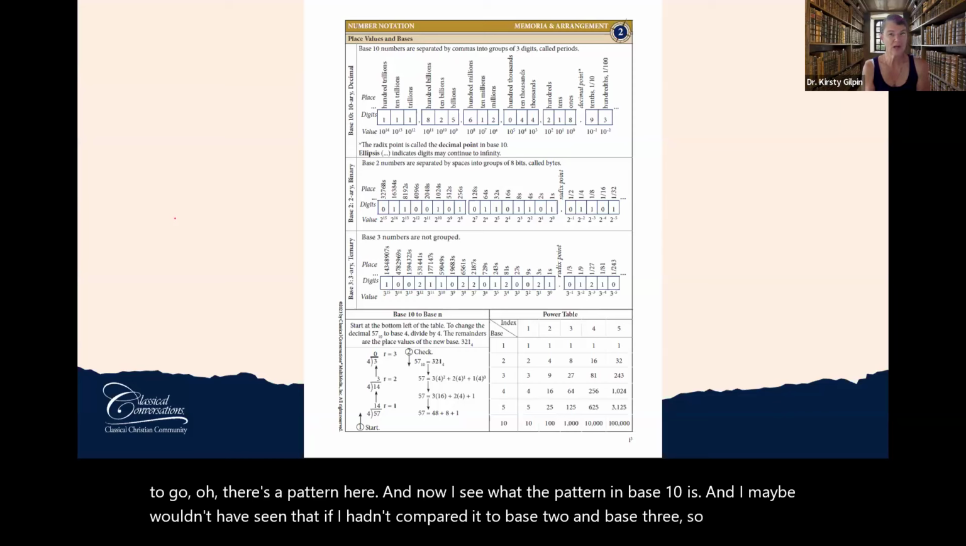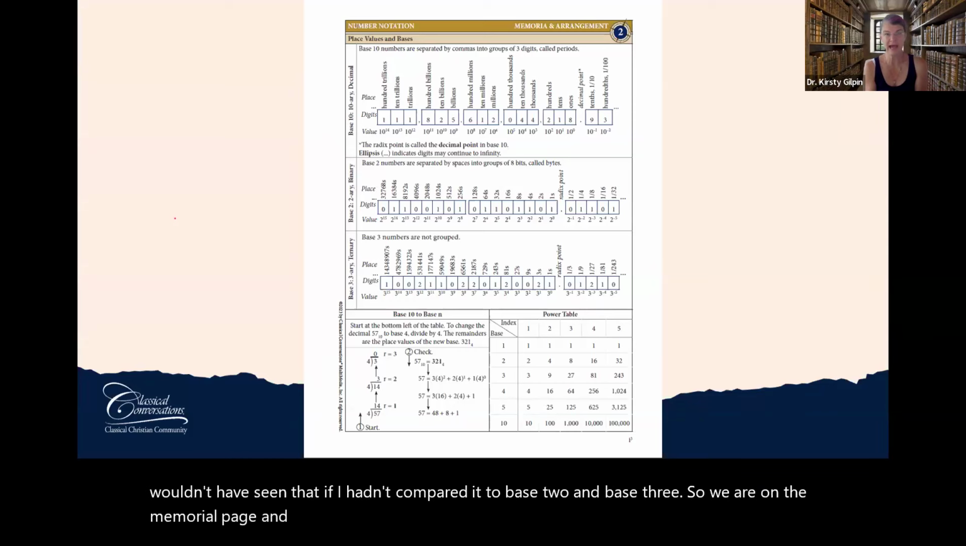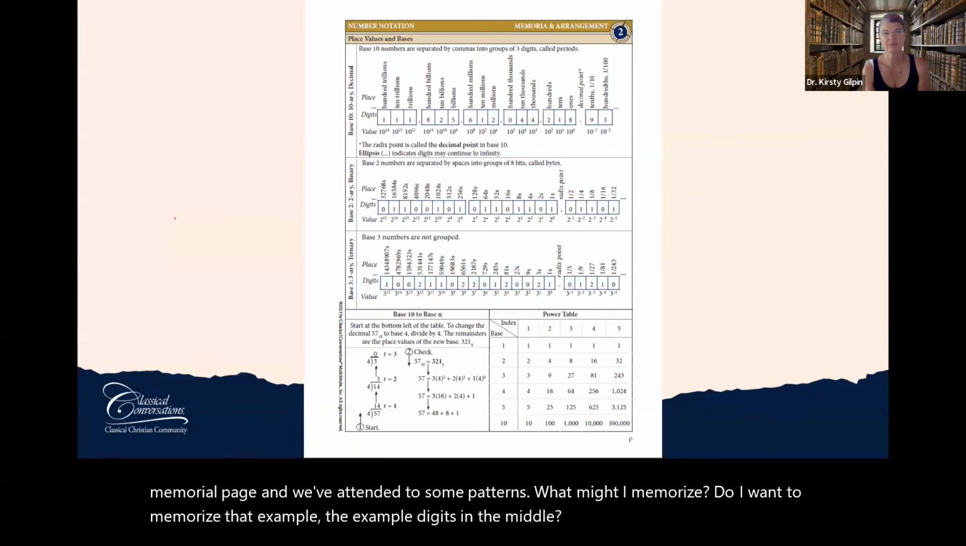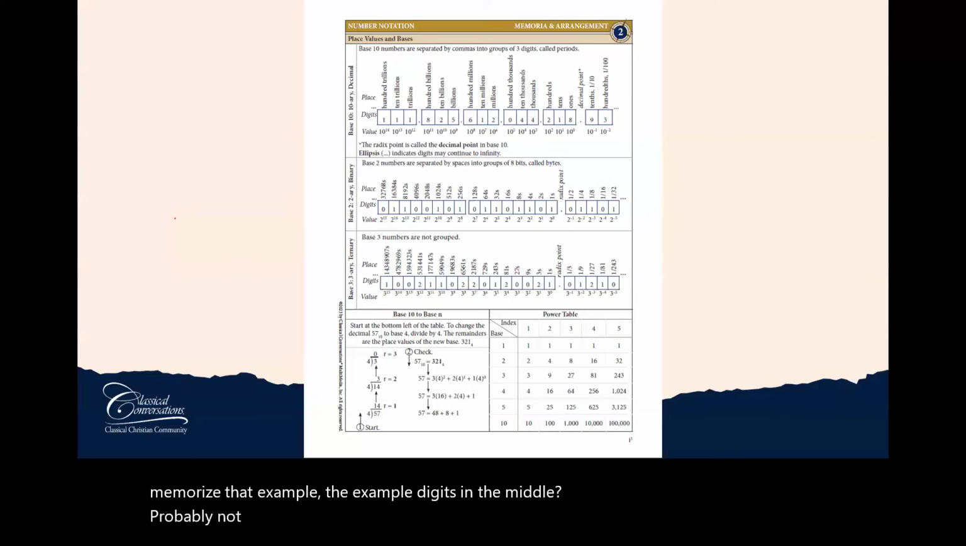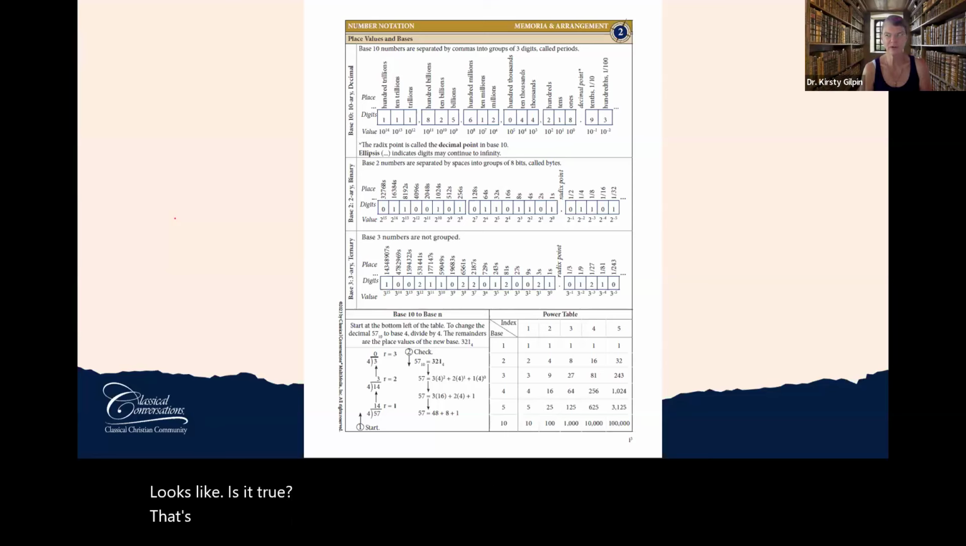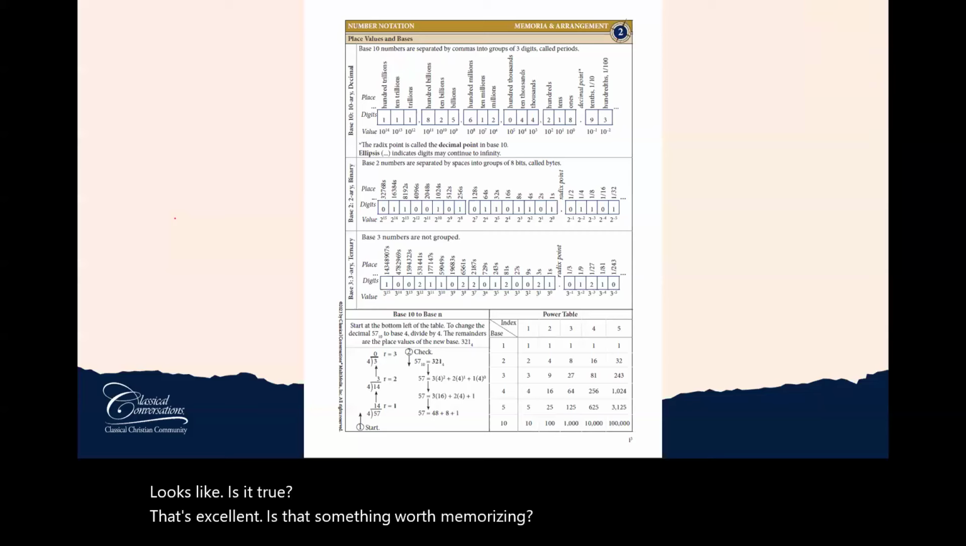So we are on the Memoria page and we've looked into some patterns. What might I memorize? Do I want to memorize the example digits in the middle? Probably not those exact digits. Looking at them, is it true to say base 10 uses 10 digits to express its numbers, base 2 uses 2 digits, and base 3 uses 3 digits? That's excellent. Is that something worth memorizing? I think so. Yeah, right.